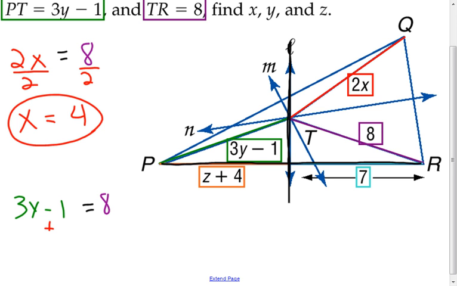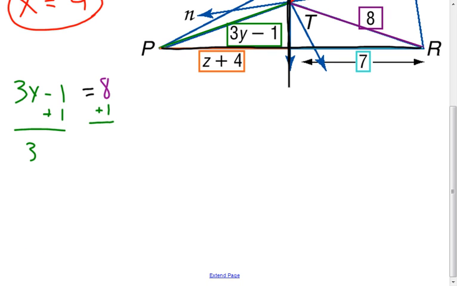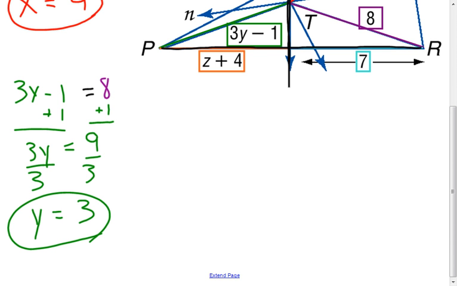This one's going to take a little bit longer, not a whole lot though. Add my 1 to both sides. So now 3y is going to equal 9. Divide both sides by 3, and I just found out that y is going to have to equal 3. 2 variables down, 1 to go.